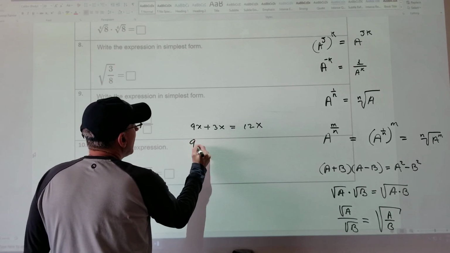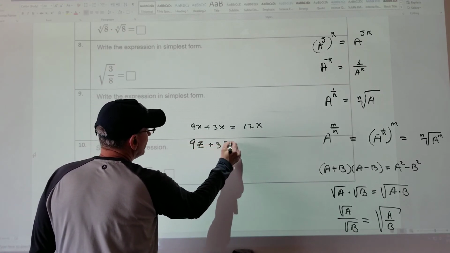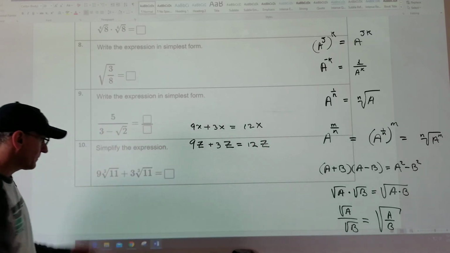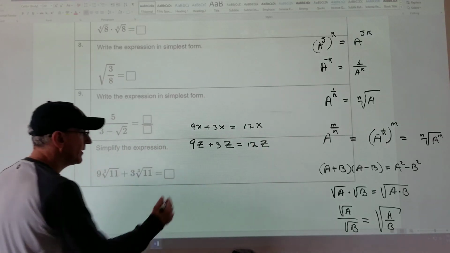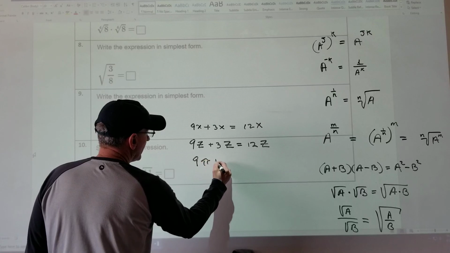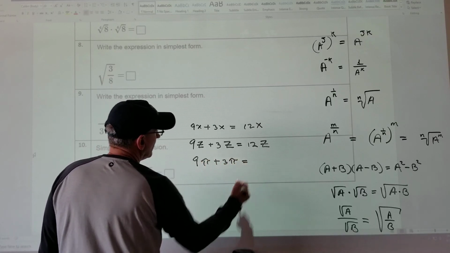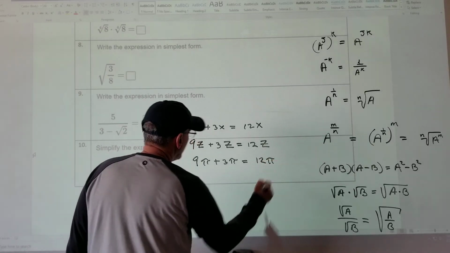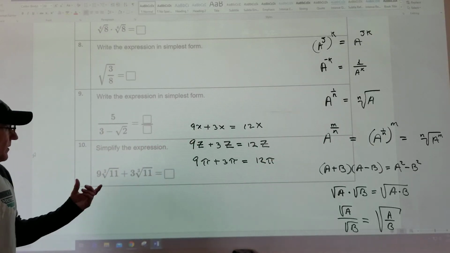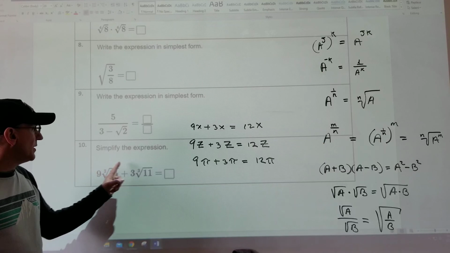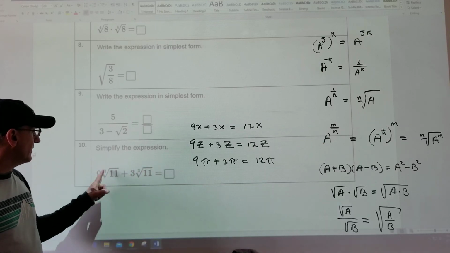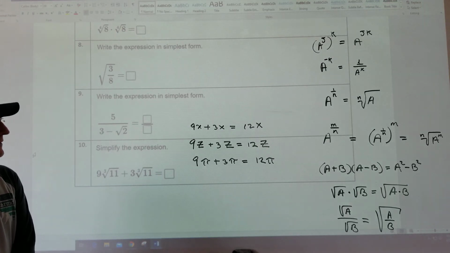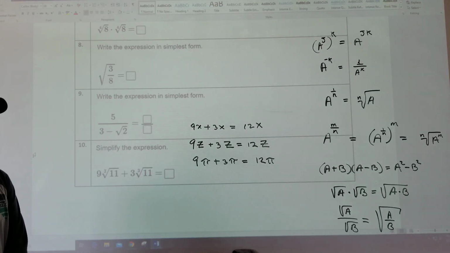If you can do 9z plus 3z and get 12z, you can do this problem. If you can do 9 pi plus 3 pi and get what? Yep, 12 pi. Then you can do this problem. So don't think of this as being anything more or less than it is. It's just a number. And all you're really doing is sort of factoring it out.